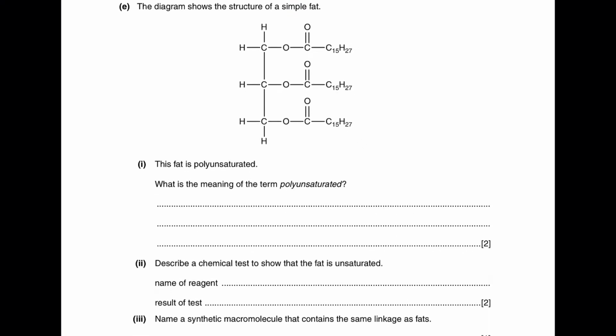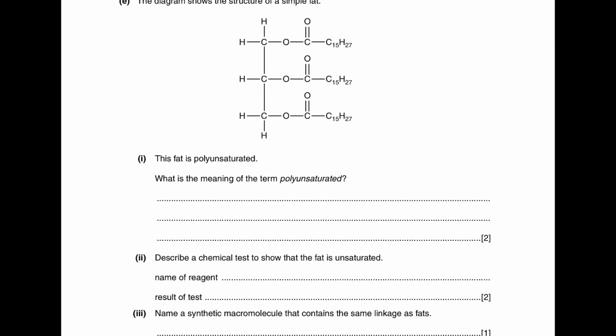What does the term polyunsaturated mean? Many. And unsaturated, I guess the simplest way to say is carbon-carbon double bonds. Polyunsaturated just means there's a molecule with many, or more than one, carbon-carbon double bond.